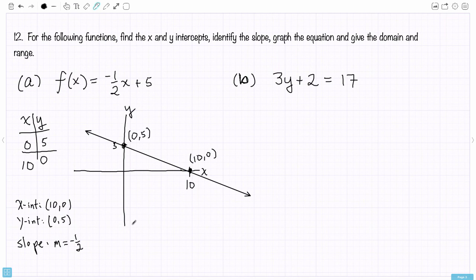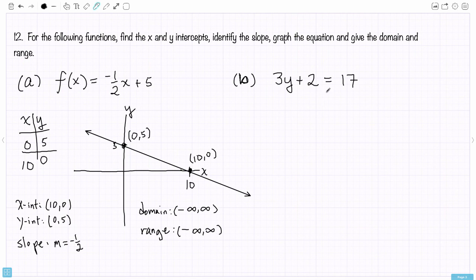Graph the equation, give the domain and the range. For this function, the natural domain is the entire real axis, entire x-axis, all values. There's no restrictions on what you can plug in here. You can plug any x value in, minus infinity to positive infinity. That's the domain. And the range, because this is a line that has a non-zero slope, it goes up and down forever. So that's the range, minus infinity to infinity. Okay, that's part A. Let's look at part B.